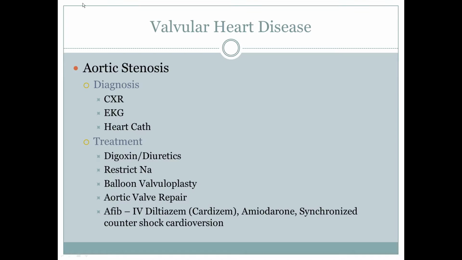So, how we can diagnose this is pretty much through chest x-rays. We can look at EKG changes. They can certainly look at all this on a heart cath as well. And we'll probably be treating with some digoxin just to help the heart beat more efficiently. Some diuretics just to keep less volume down, so we're going to restrict sodium as well.